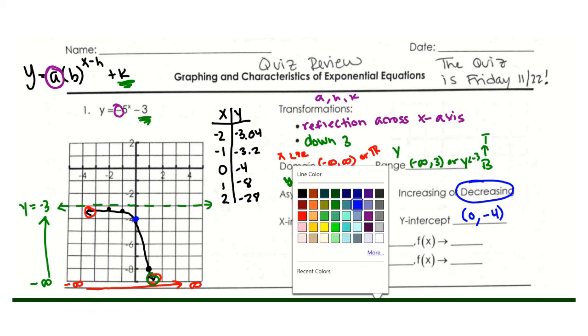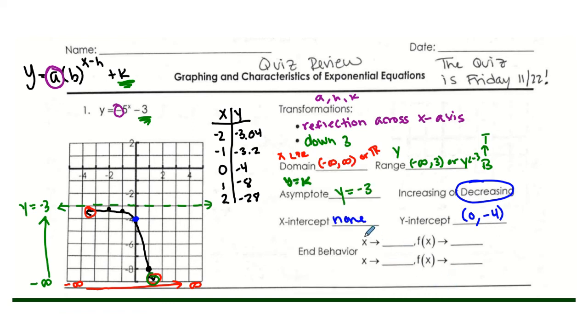For our end behavior, as x approaches negative infinity, this is telling you to look at the left side of your graph. On the left side, that's over here, my graph is getting closer and closer and closer to your asymptote. My asymptote is at negative 3. As x approaches positive infinity, this is telling you to look at the right side of your graph. Well, the right side of my graph is going down. That's going to negative infinity. When you're doing this, this side will always be negative infinity, this side will always be positive infinity. One side for the left, one side for the right.